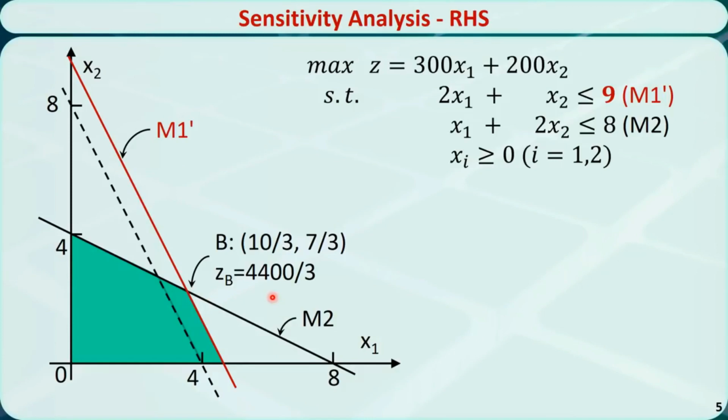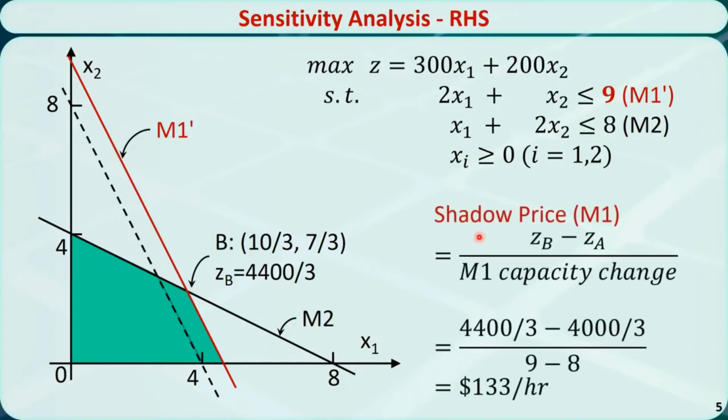The shadow price of machine 1 is defined as follows. The new z-value minus the old z-value divided by machine 1's capacity change. So the shadow price of machine 1 is $133 per hour. It means each hour increase on machine 1 will bring in $133 more profit.